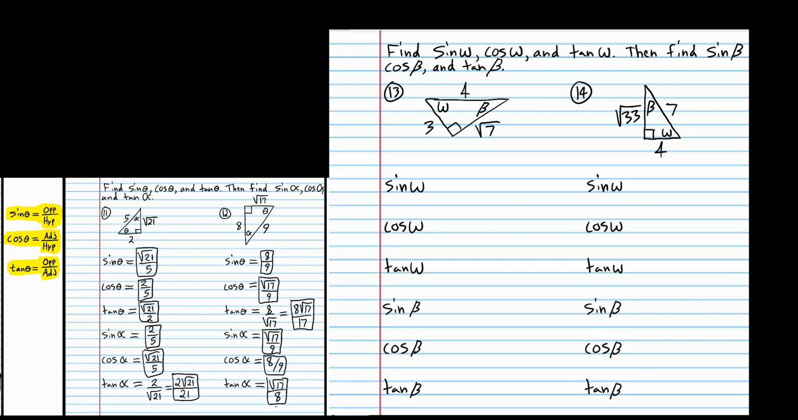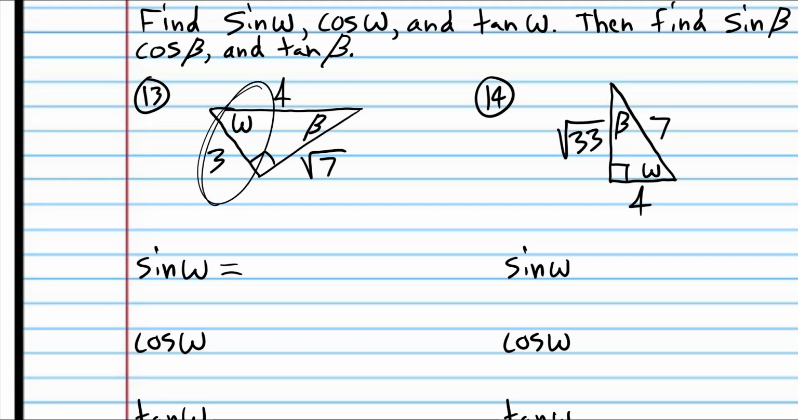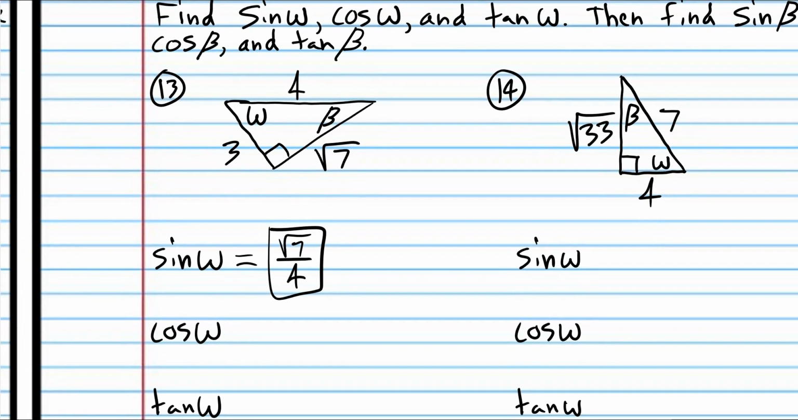All right, we're back. So we need to consider this angle measure here, and sine is the opposite side length divided by the hypotenuse side length. So that would be root 7 over 4. So if you got that right, excellent. 4 is the hypotenuse because it's opposite the right angle, right?